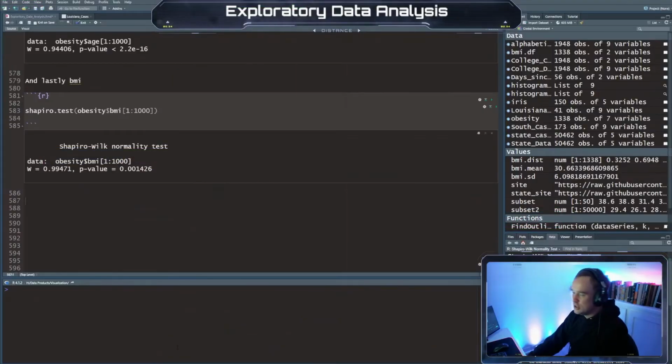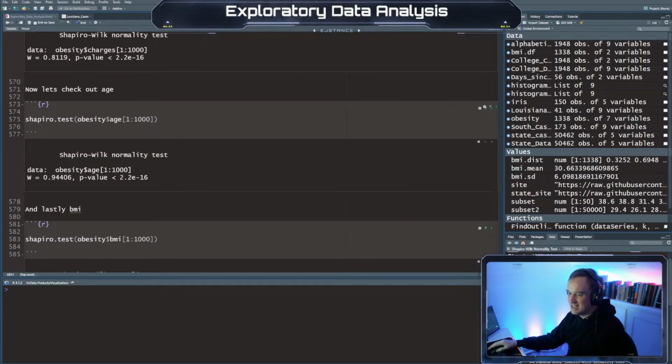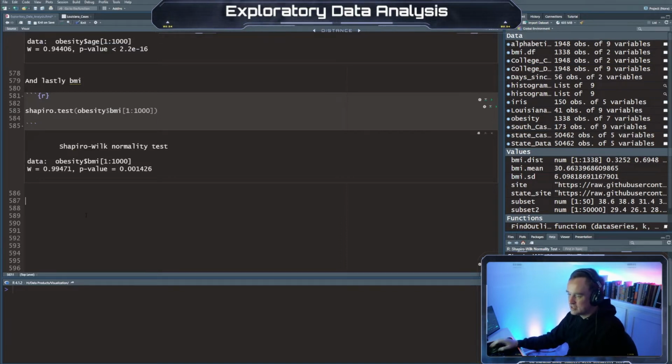Okay, so we ended off on the normal distribution, the Shapiro-Wilk test. Now we're going to be doing time series data.